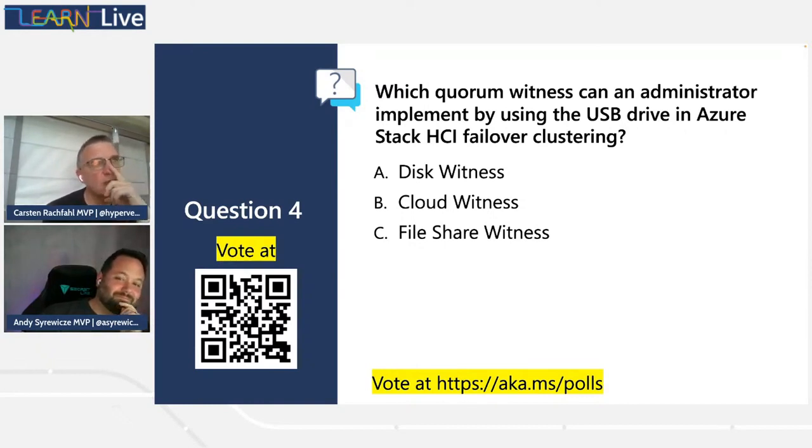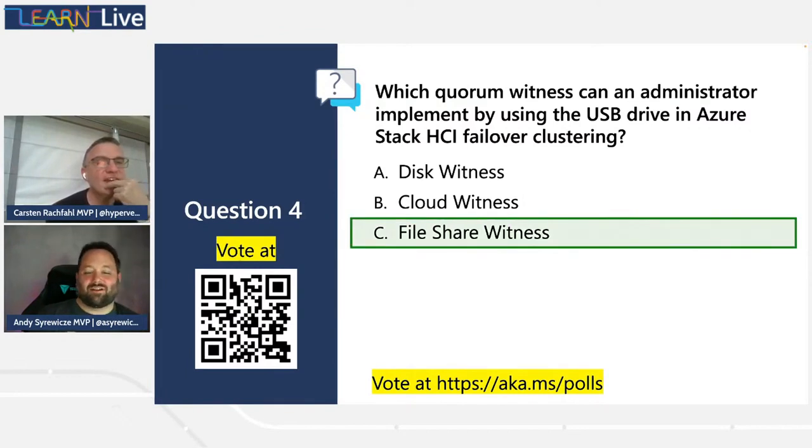And you didn't mention the disk witness. I was thinking, should I add a disk witness to the two witnesses you were talking about with Azure Stack HCI? So disk witness was not mentioned there, and that's for a reason. So what is the correct answer, Andy? So our correct answer is file share witness. Because you're thinking USB drive, like, hey, I have this disk, I'm going to plug it in and it's a disk witness, right? Well, that's something else in failover clustering. And in Azure Stack HCI, we can use a file share witness. So you could utilize a USB drive in that fashion. And a cloud witness. The disk witness is not supported. It's only for a cluster with SAN storage.